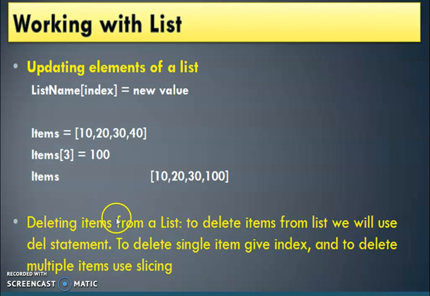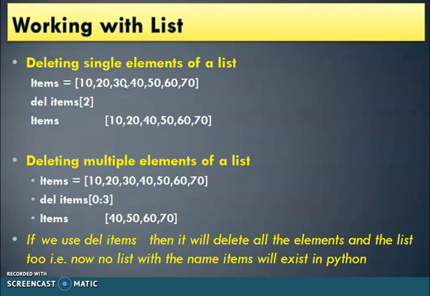See here, deleting a single element of a list. Here, items is equal to 10, 20, 30, 40, 50, 60 and 70. Then del items[2] means the element at position 2 is 30, and only that element will be deleted. Then the remaining elements are 10, 20, 40, 50, 60, 70. So to delete a single element, you can specify the index number.